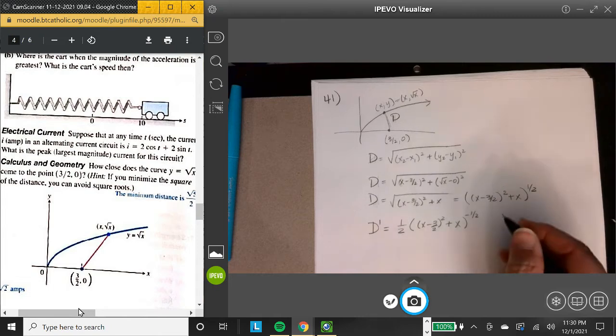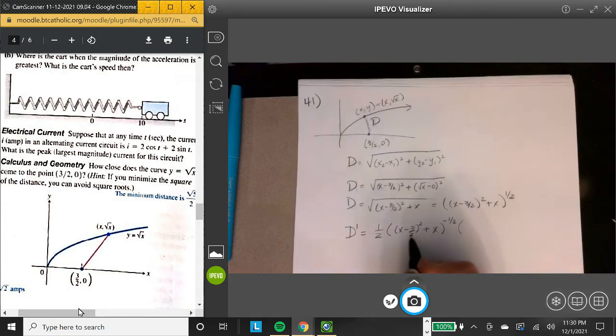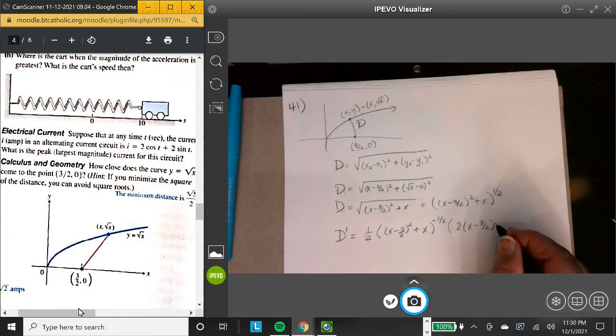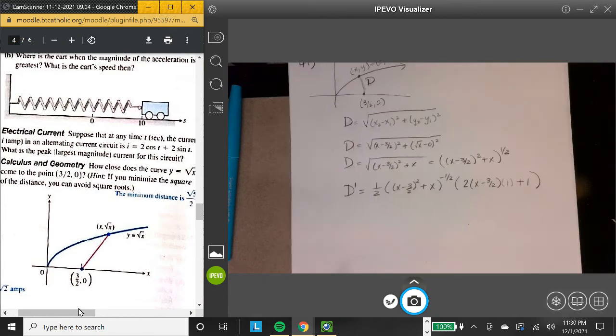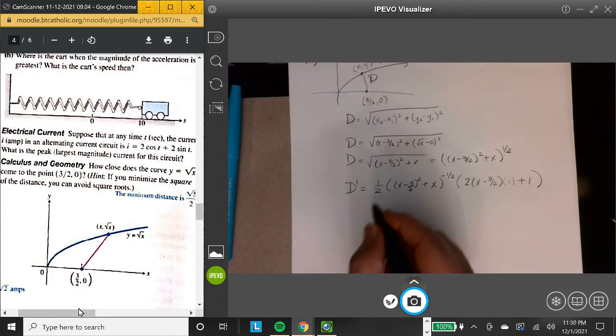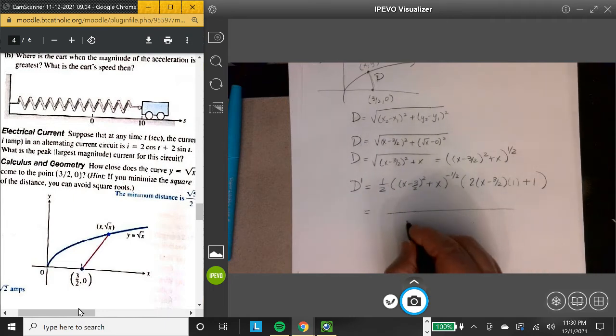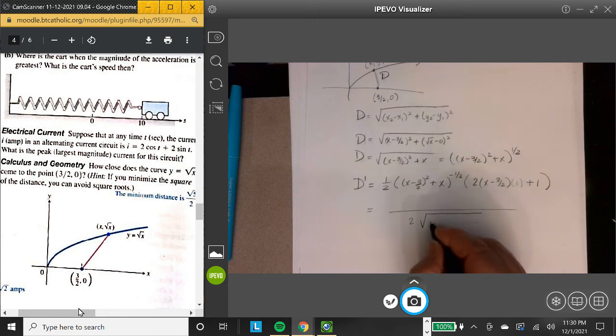Lower the power 1 to the negative 1/2 times the derivative inside, which requires a chain rule here. So it's 2 times x minus 3/2, lower the power 1 to the first, times the derivative of the inside, which is 1, plus 1, because the derivative of x is 1. All right? So what goes in the denominator is this piece, so it's going to be 2 root x minus 3/2 squared plus x. And this is just the distance.